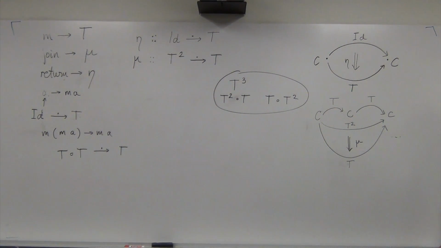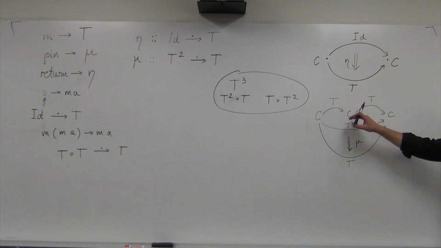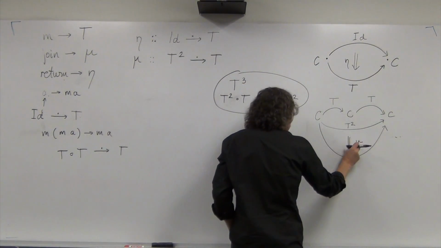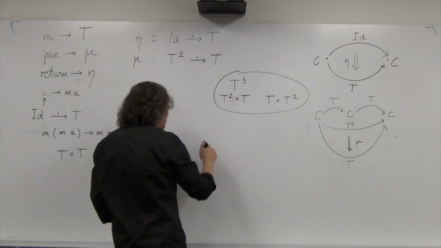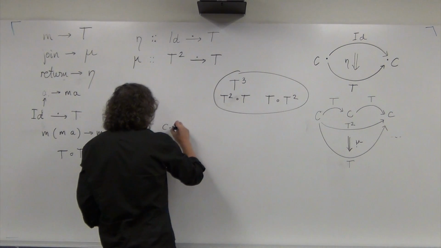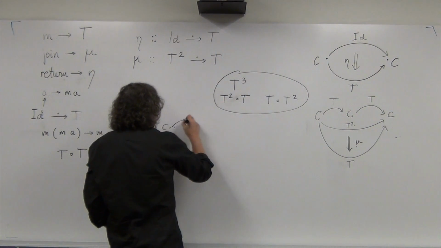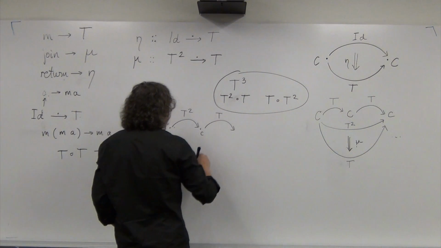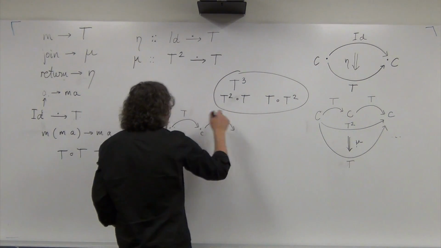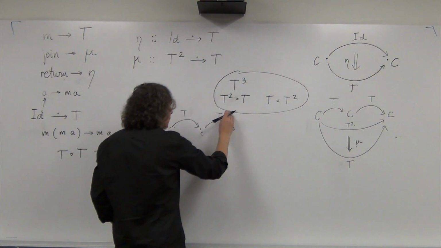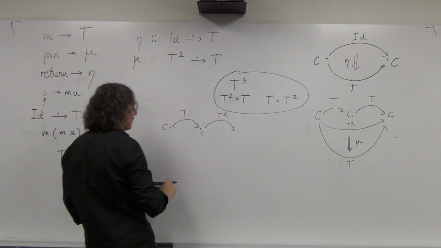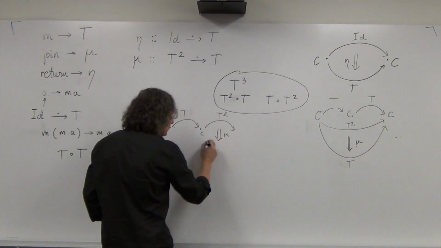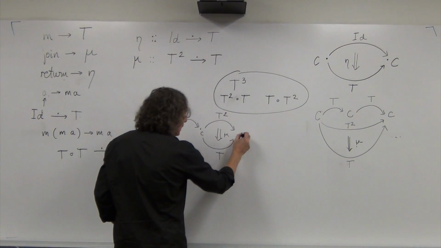Okay? We can only do this for endofunctors. We can form T squared. So this is our eta, this is our mu. Now when I say T cubed, okay, so I have C, and I'm splitting it here into T squared and T. Well, it's actually this one. Okay, so let me write this. This is, no, T squared after T. T squared after T, right? Now, I can apply mu here to get to T, right?